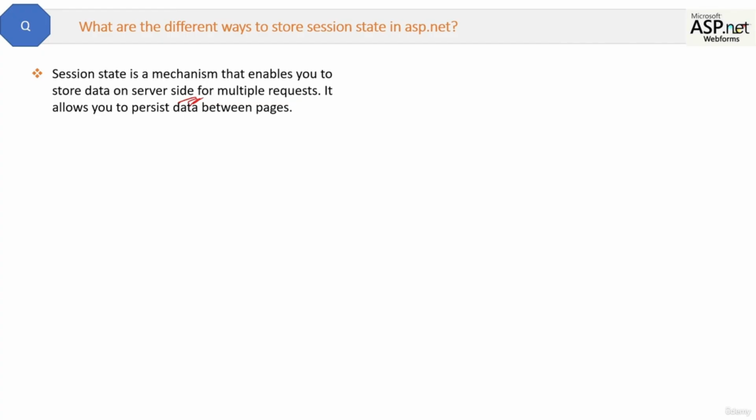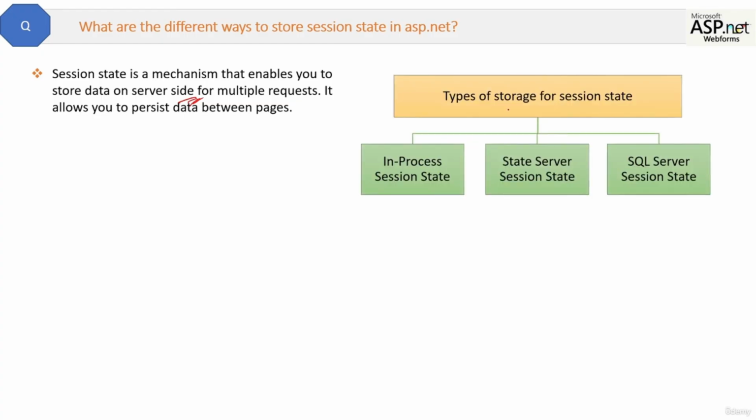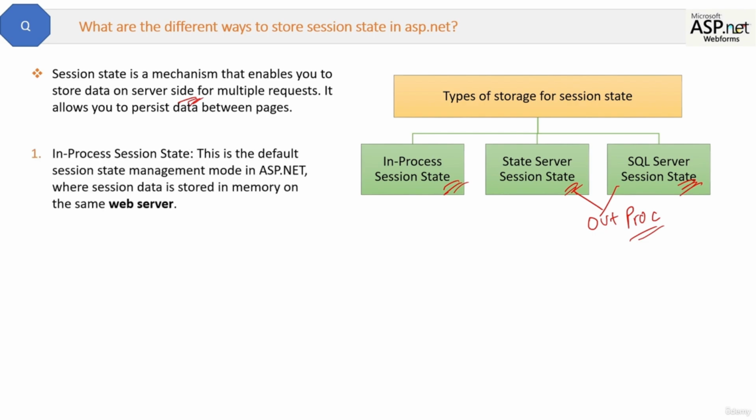Now here are the three ways to store the session state on the server in ASP.NET. They are in process, state server, and SQL server. These are the three ways. State server and SQL server together are also called out-of-proc session state. So one is in-proc, and the other is out-of-proc. So first is in-proc session state.